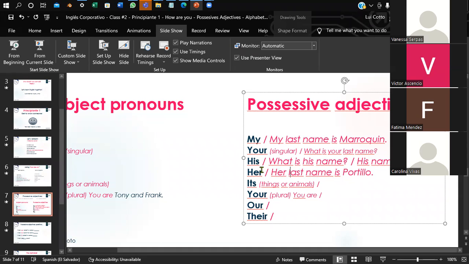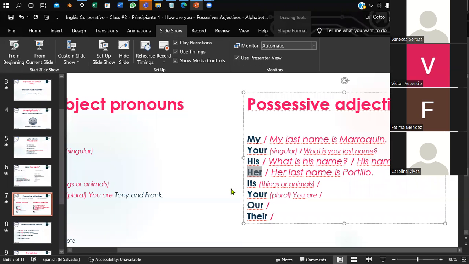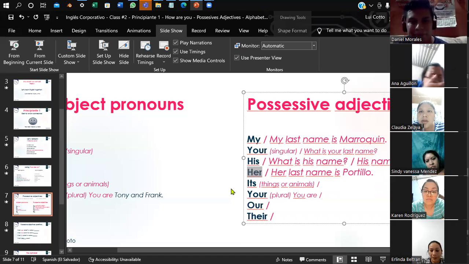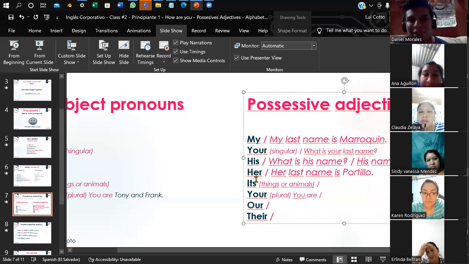Okay. Very good. And what does it mean here? ¿Qué significa here? Si his significa de él. Here, it means de ella. Okay, de ella. Not mine. Okay. The next possessive adjective is its.